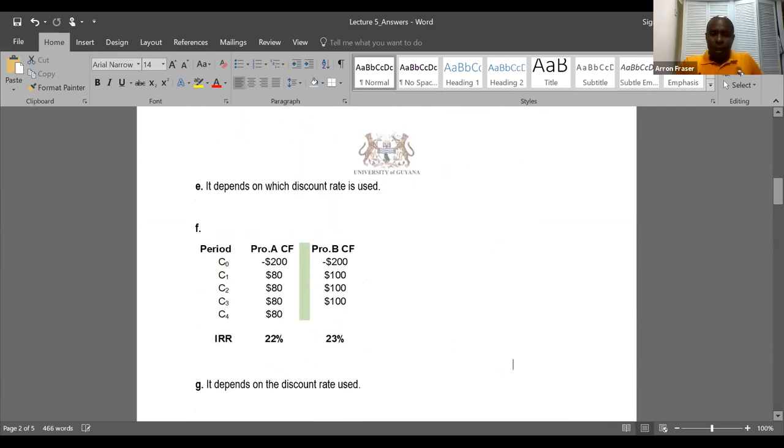All right, then we go to H. H states that if the opportunity cost of capital is 11%, what is the profitability index for each project? Is the project with the highest profitability index also the one with the highest NPV? Which measure should you use to choose between the projects? H asks a few things.